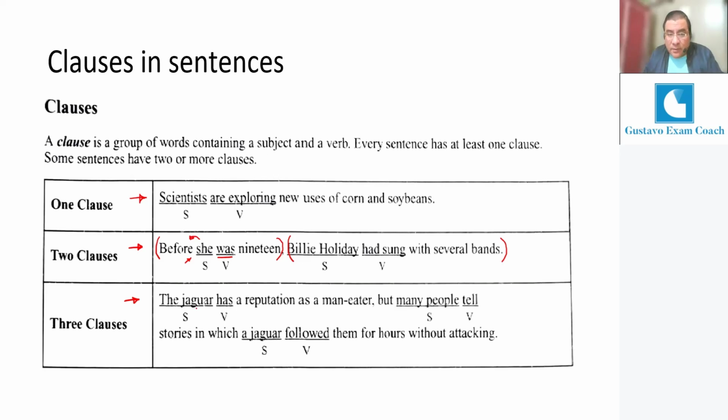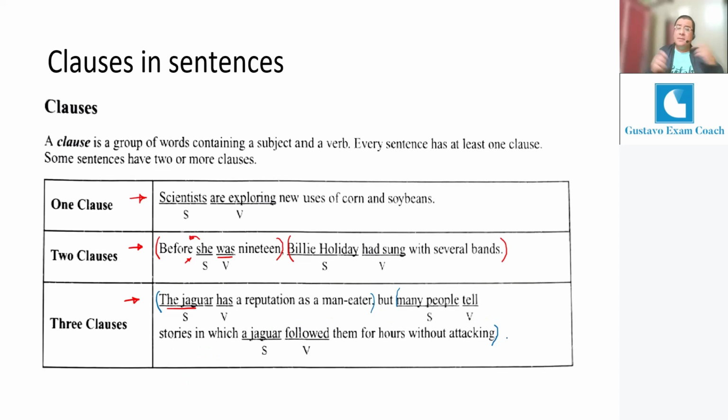So, first we have the jaguar has a reputation as a man-eater. We call this our clause number 1. Then we have another. It says, many people tell stories in which a jaguar followed them for hours without attacking.